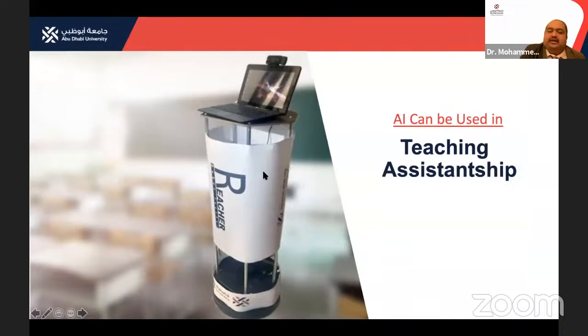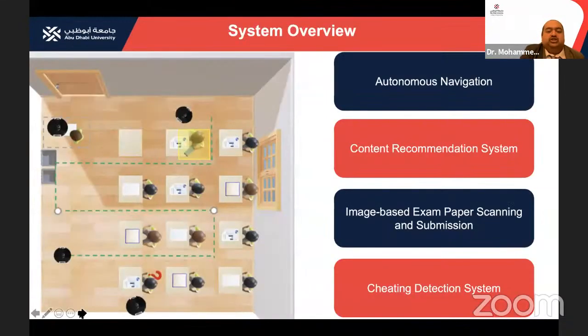We also have created a robot which works as a teaching assistant. This robot, again, using technologies to navigate a classroom, let's say in the middle of an exam, and if somebody is cheating, it will identify them. And if a student has a question, they can ask this question and they can get an answer about the questions in the exam using this kind of robot. So this is a number of AIs in the process.